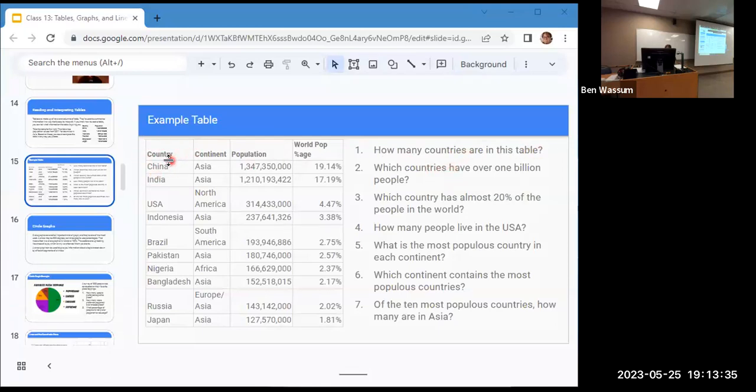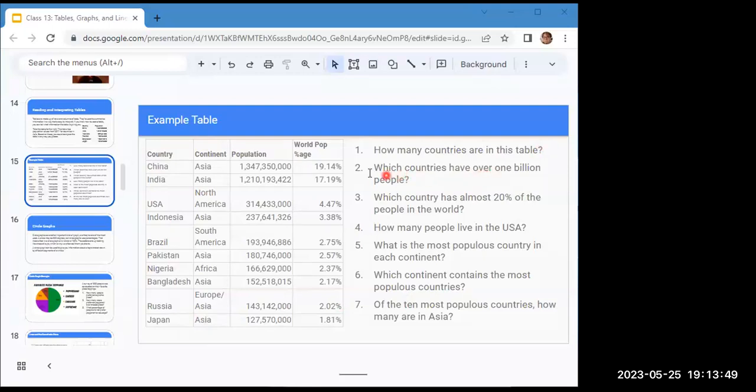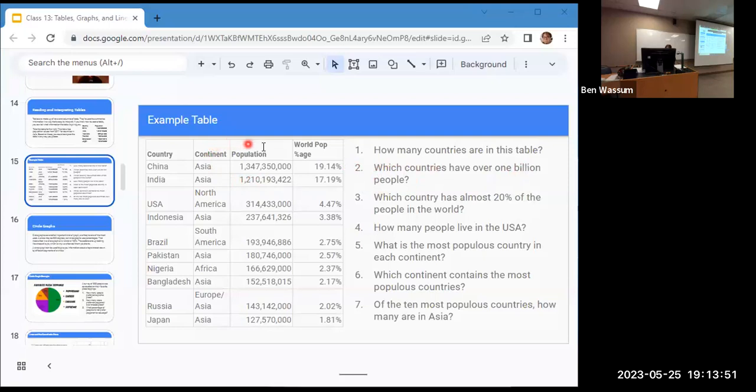Well, there's our country header. So we're just going to look 1, 2, 3, 4, 5, 6, 7, 8, 9, 10. So there are 10 countries in the table. Which countries have over 1 billion people? Well, you'd look at the population, you'd look for 1 billion, just be these two. So that would be China and India. How many people live in the USA? So the USA, population 314 million and change.